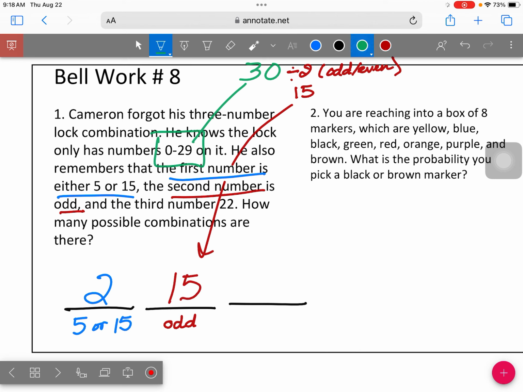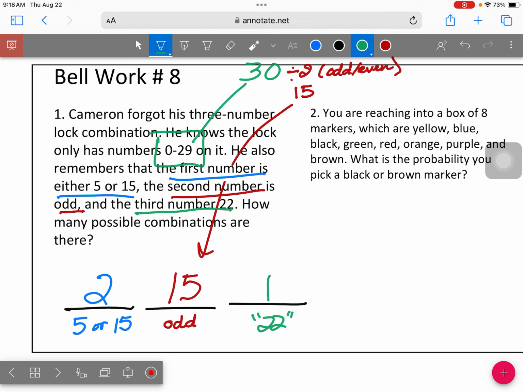And the third number is 22. Oh, wait. Do I put 22 there? 1. Yes, that's my mistake. It is 1 choice that is the number 22. So that is 1.